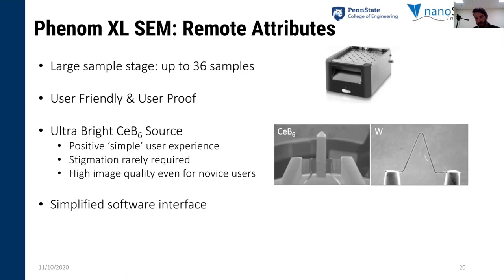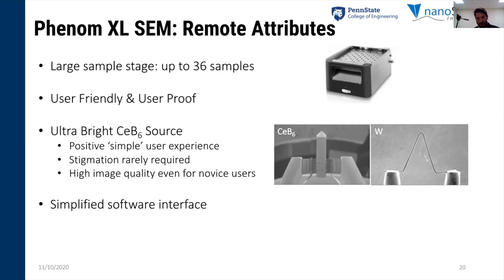And as a result, the source is a lot more susceptible to minor changes in the environment. And the result to the operator is they have to do something called stigmation a lot more with a tungsten source than a cerium hexaboride source. You very rarely, maybe once or twice a year, need to do stigmation. And you can see how that is very good for remote access. If you're trying to use an SEM remotely, and you have to now not only fight the focus knob, but also fight the stig X and the stig Y, it's going to make it fairly difficult.